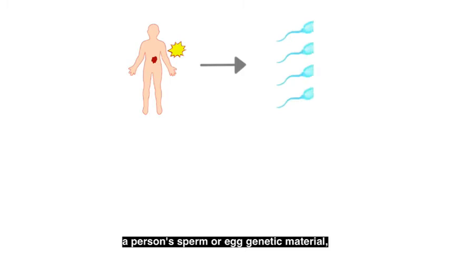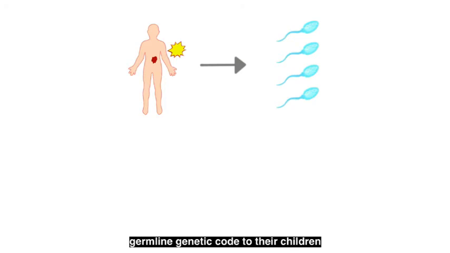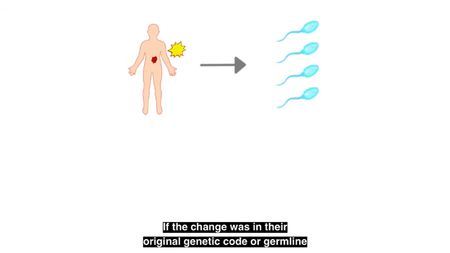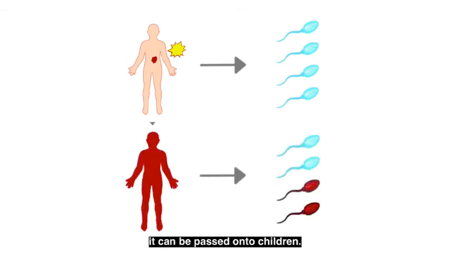A somatic change almost never affects a person's sperm or egg genetic material, so they will still pass on their original and unchanged germline genetic code to their children, and not the somatic change. If the change was in their original genetic code or germline, it can be passed on to children.